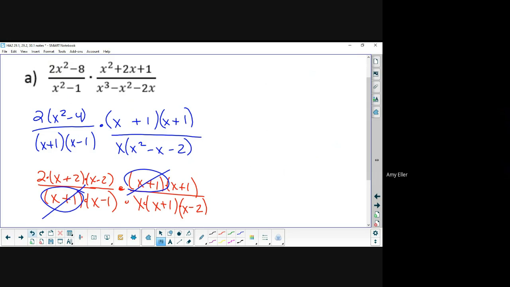Same with this here, x plus 1 and x plus 1. And the other common factors in top and bottom. x minus 2, x minus 2. Questions? Write down any factors left in the numerator and in the denominator. You do not need to distribute them out. Just leave them like that.